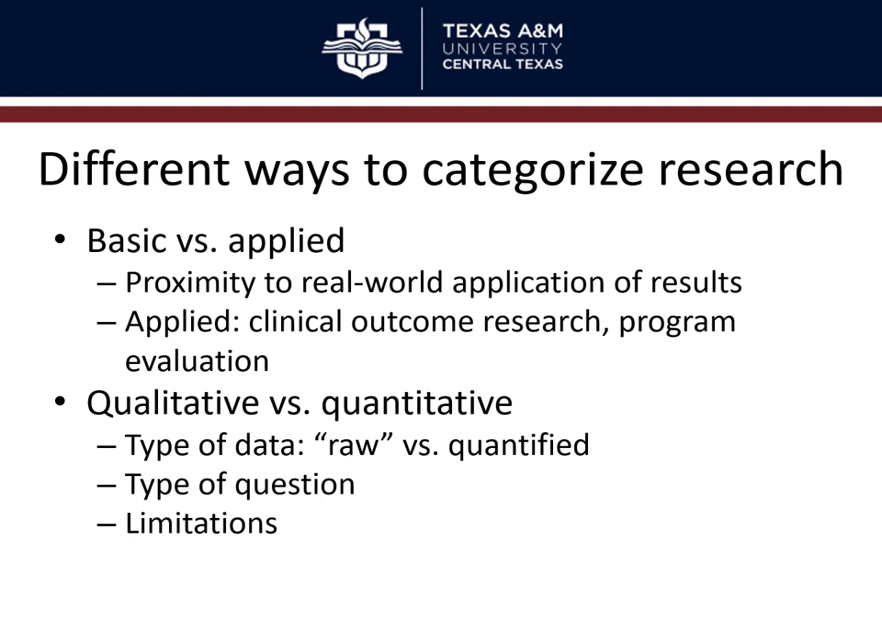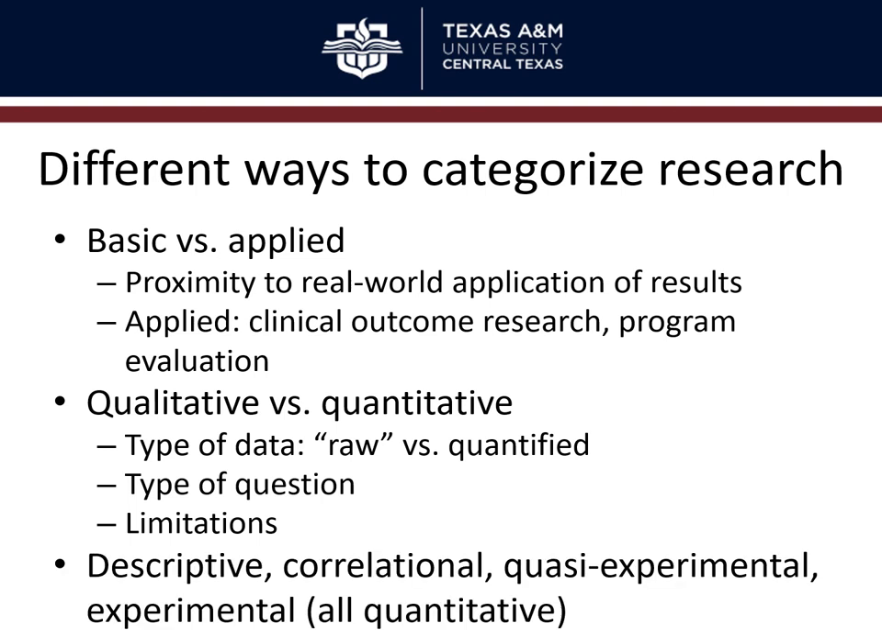But because of its focus, it's also more limited, with a more narrow lens on what you're looking for. You can't say what's going on, you can only say, is this going on, right? You can only find what you're looking for. And then there's descriptive, correlational, quasi-experimental, and experimental research, all under the quantitative umbrella. Under the qualitative umbrella, even more things, which we'll talk about in a later lecture.